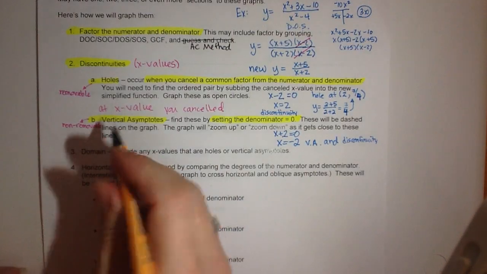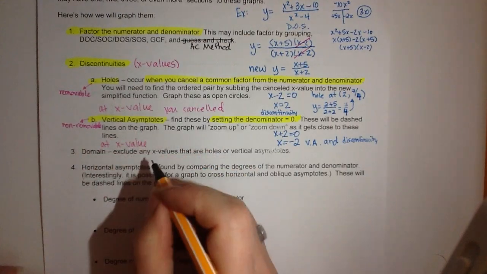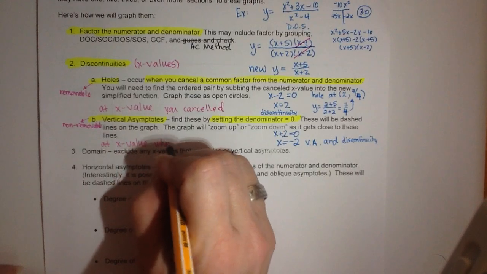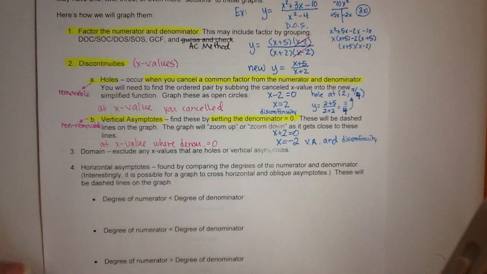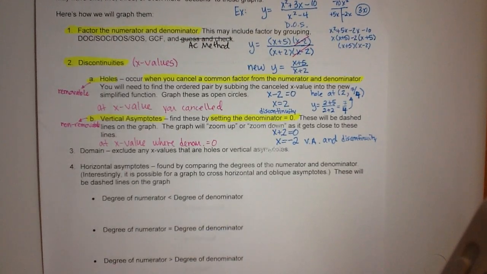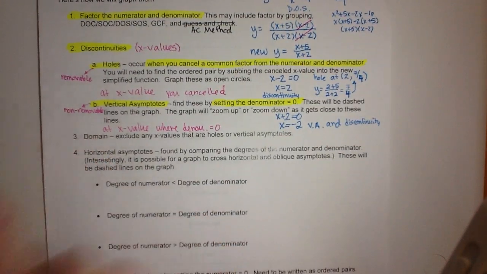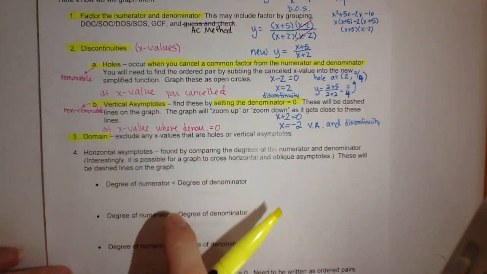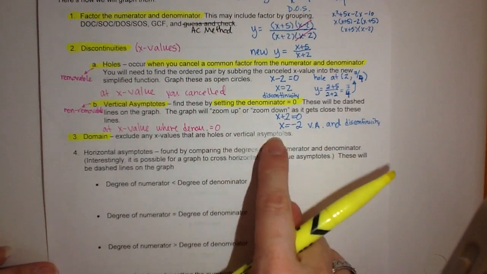So vertical asymptotes are at the x value, these non-removable discontinuities, at the x value where the denominator equals 0, after you've canceled. Once we have our discontinuities, those go directly into our domain. So the domain is going to be all real numbers except for the x values that are holes or vertical asymptotes.